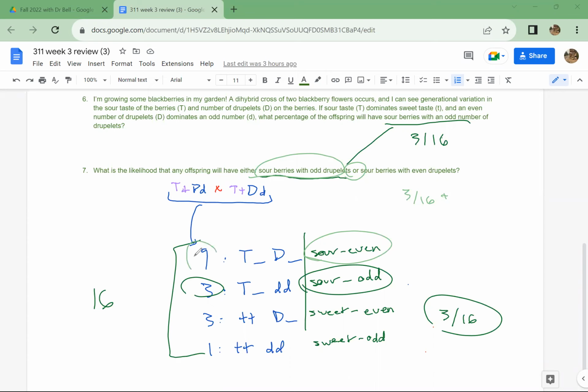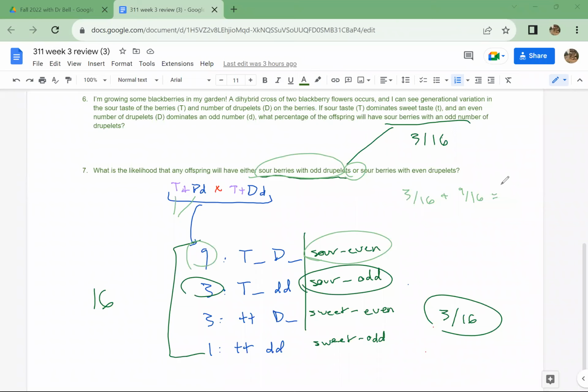9/16, or because of the randomness that organisms pass on gametes to possible offspring, 9/16 of the time they will express a certain phenotype. And in this case, that 9/16 is sour and even, so we can use it here for our probability.